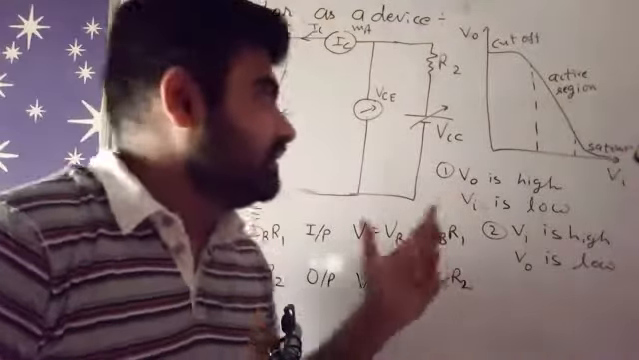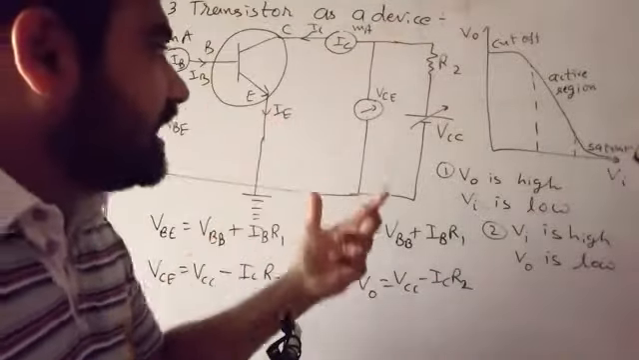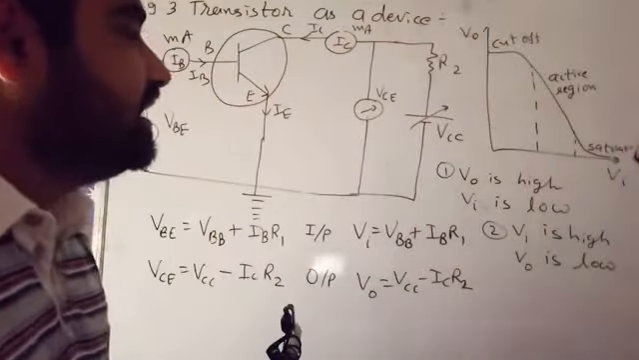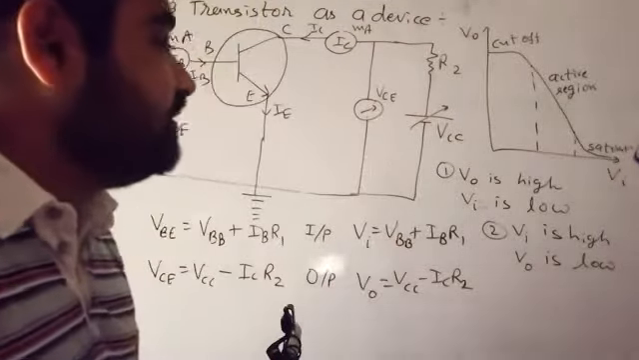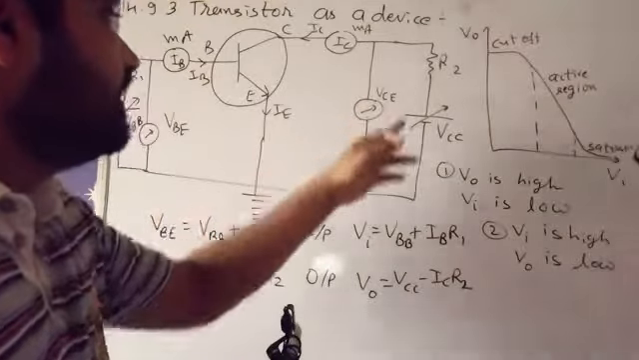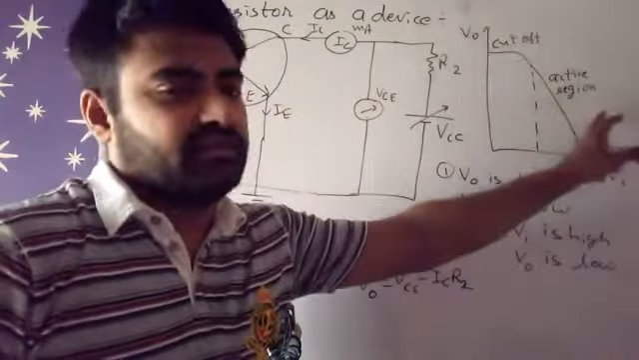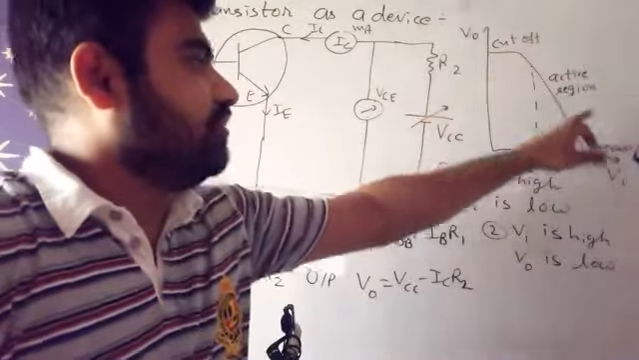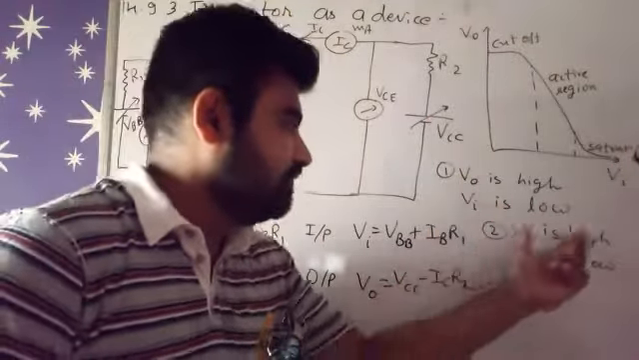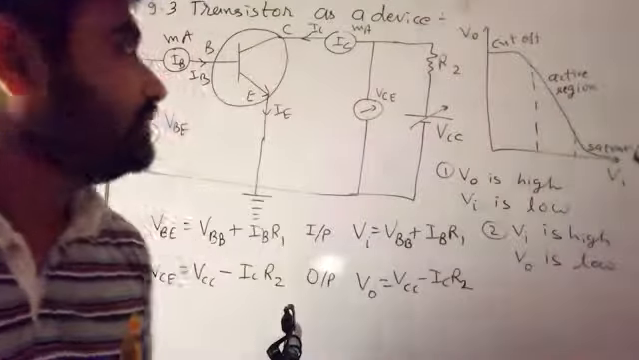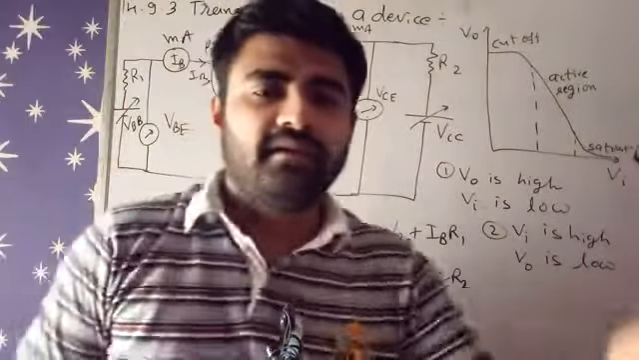So a circuit is not in the active region for a longer time. It is for a very short period of time, very tiny time. So for a very short period of time this circuit will be in the active region. Otherwise it will be in the cutoff region or saturation region. Either VO high, VI low, or VI high, VO low, right? That's transistor as a device.